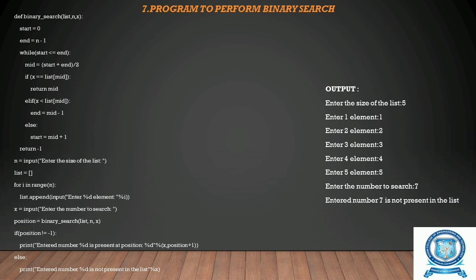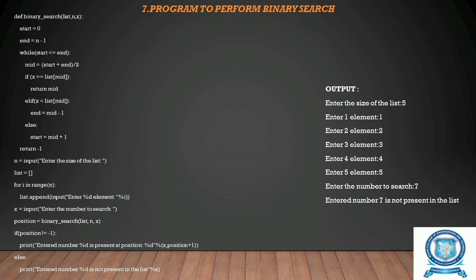Then we check if the position is not equal to minus 1, and then we print that the number is present at that position. If the number is not found, then the output is that your entered number is not present in the list.